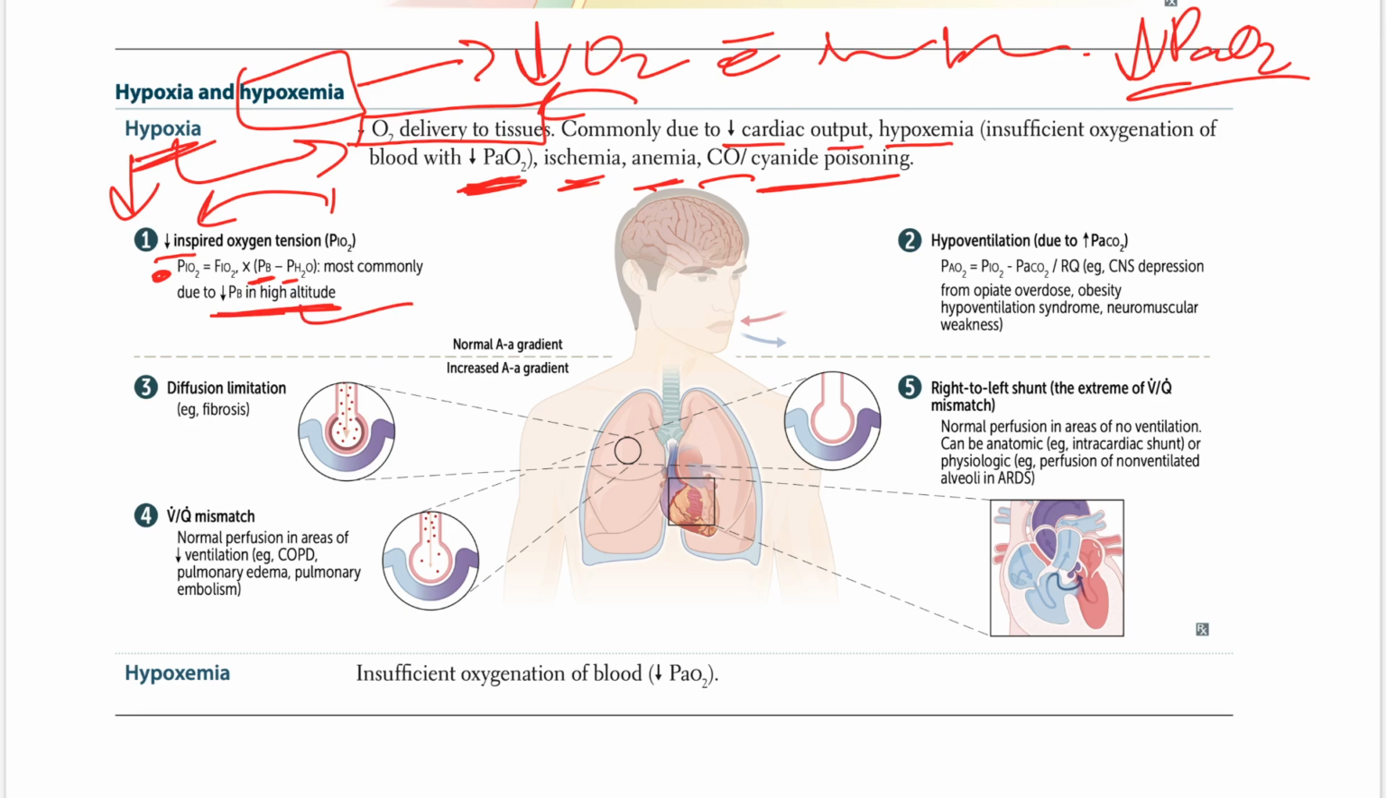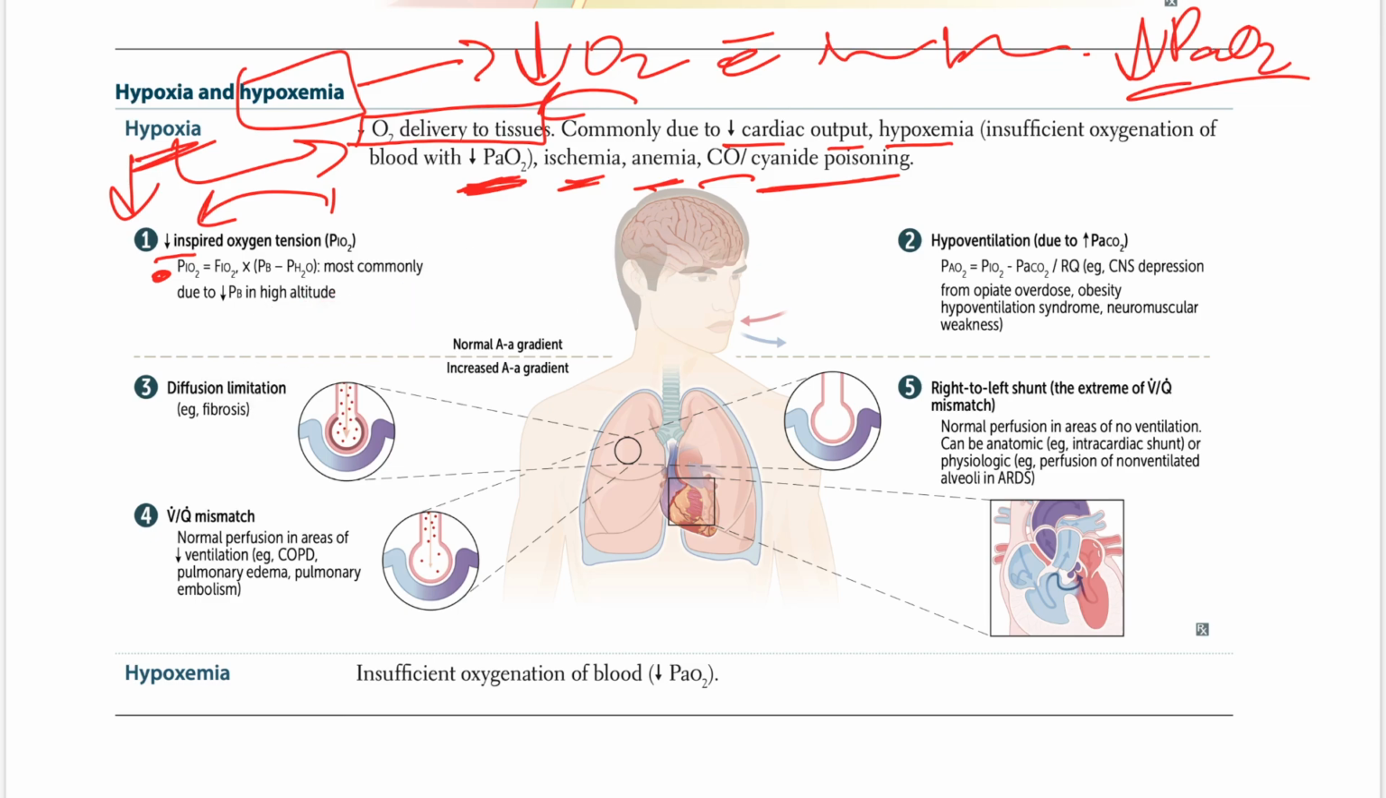So remember, in high altitudes, your atmospheric pressure, which is your Pb, would decrease. And you say, what is high altitude? Like, how can we say what level is high altitude? So greater than 2,500 meters. When you're above sea level, greater than 2,500 meters, that is your high altitude.